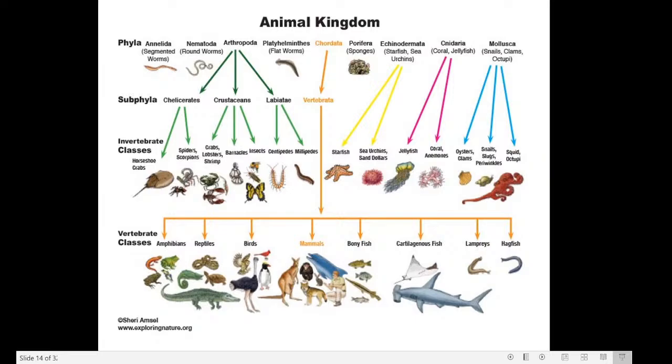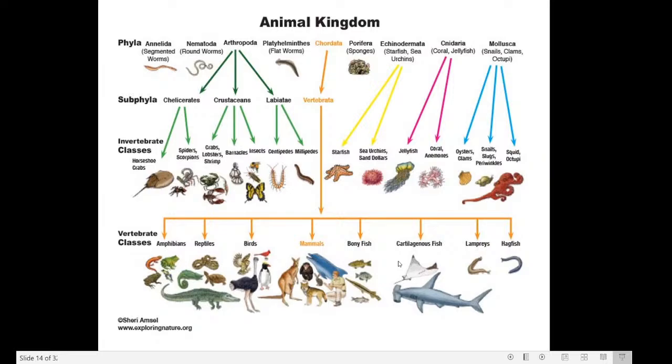Okay, now I'm reading this. Please take it into your brain that annelida is a segmented worm. It's a worm type that comes in the phyla. Then nematoda, it's a round worm. And arthropods have three groups. Another is platyhelminths, that is flat worms. Then chordata, that is the vertebrates, and vertebrates are classified into different types.